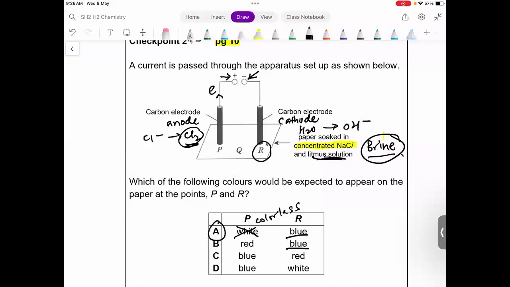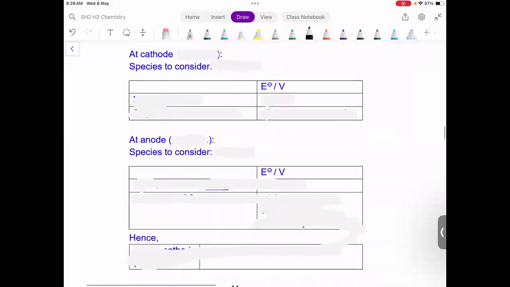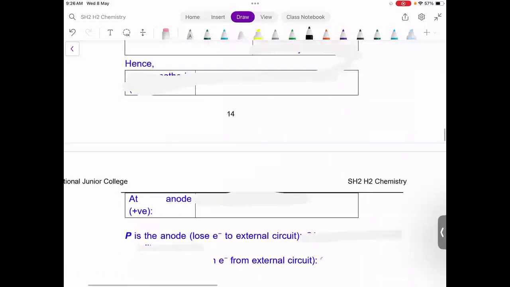Answer is A. Okay. Any argument? If there's none, then let's quickly proceed to the next part. I don't need to show you all the thinking process, right? There's a long thinking process here. Let's skip that.